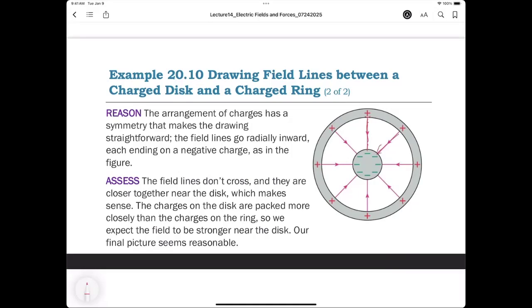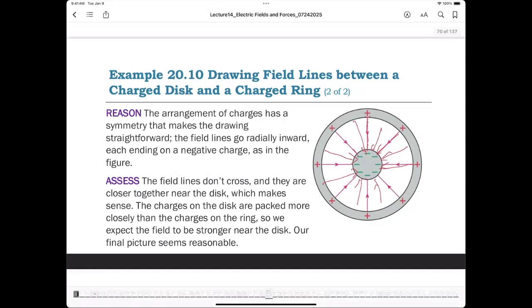The field lines do not cross and they are close together near the disk. If you draw more, which makes sense, the charges on the disk are packed closer than the charges on the ring, so we expect the field to be stronger near the disk. Our final picture seems reasonable. Does that make sense to you?